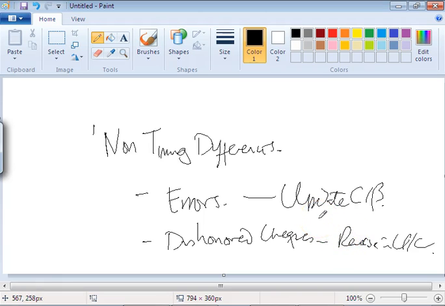So this is the final section of bank reconciliations. There are a couple more little things that we will look at as we do exam papers, but for now this is sufficient. Okay, great stuff. See you in the next lecture.